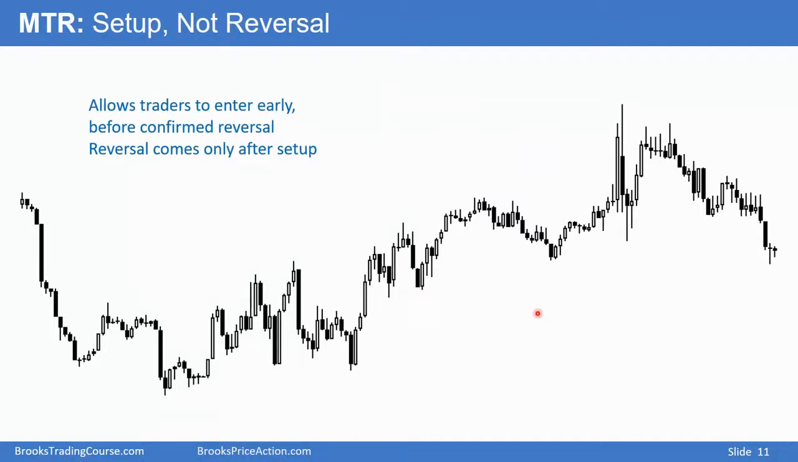I said that a major trend reversal has a 40% chance of leading to a swing trade. The advantage is the risk is small. You're entering early before there's a confirmed reversal. The reversal only comes after a strong breakout in your direction. Here we have a double bottom, higher low, major trend reversal. There's a little bit of a reversal up, but then reversal down. Big up, big down, big confusion, sideways. And now we're reversing up again, but we only pulled back a little bit.